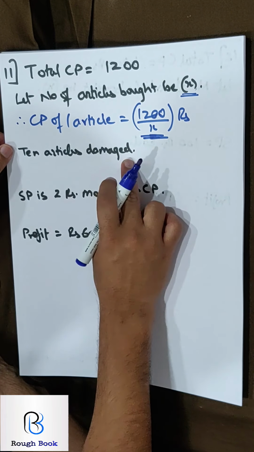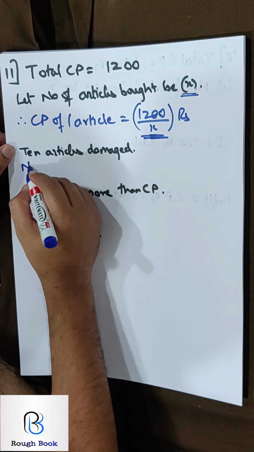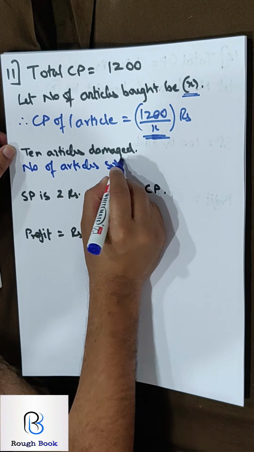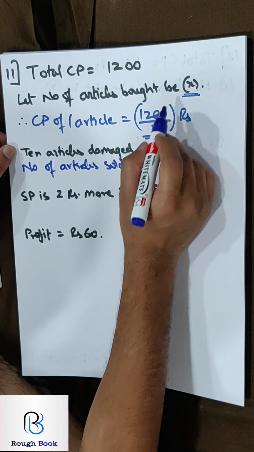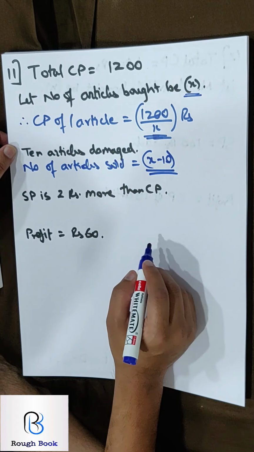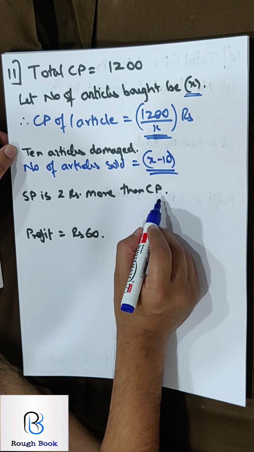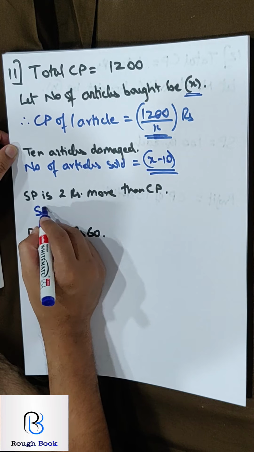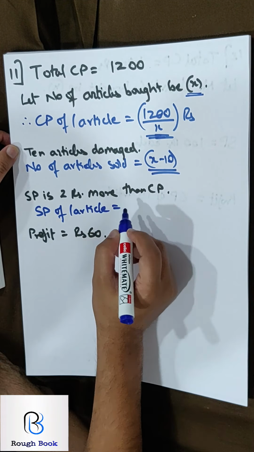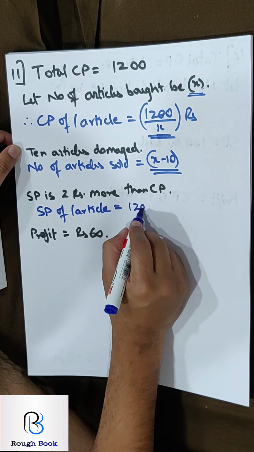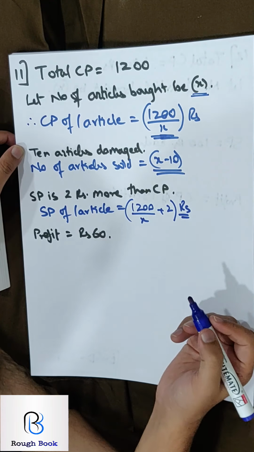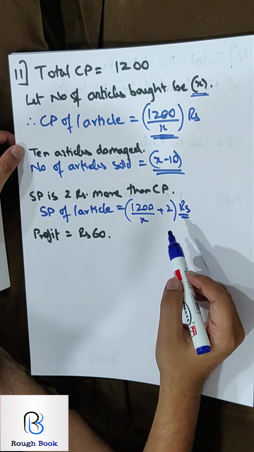Now 10 articles got damaged, so therefore number of articles sold. So what will be the number of articles sold? So original number of articles are x, 10 have got damaged, so x minus 10, and SP is 2 rupees more than CP. So what is the SP of one article? So SP of one article will be CP of one article plus 2 rupees. Are you getting it? So now we got the entire structure here.